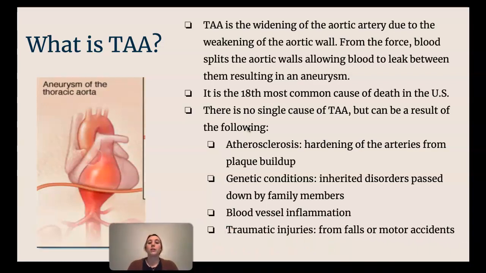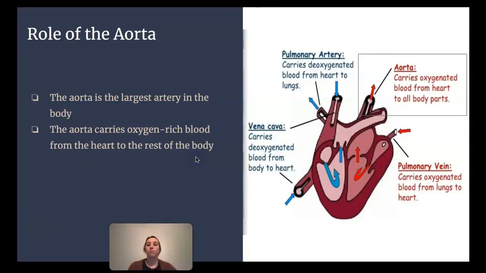From force, blood splits the aortic walls, allowing blood to leak between them, resulting in an aneurysm. It is the 18th most common cause of death in the U.S., and there are no single causes of TAA, but it can be the result of the following: atherosclerosis, which is the hardening of the arteries from plaque buildup; genetic conditions, which are inherited disorders passed down by family members; blood vessel inflammation; or traumatic injuries from falls or motor accidents.